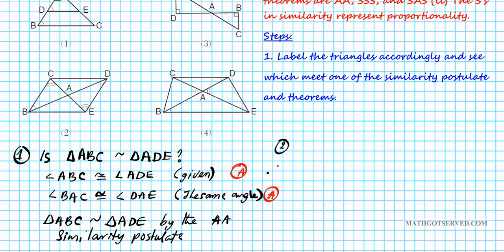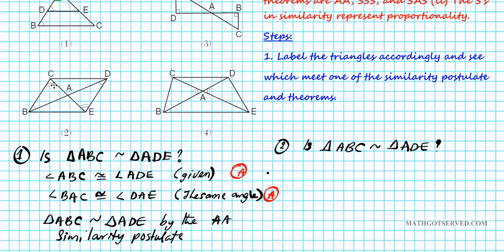Let's take a look at number two. Well, we have a lot of triangles going on here, so we have to be careful. In this second situation, it looks like a parallelogram. Is triangle ABC similar to triangle ADE? Still asking the same question. Now, if you take a look at triangle ABC, we have this triangle right here, and triangle ADE.